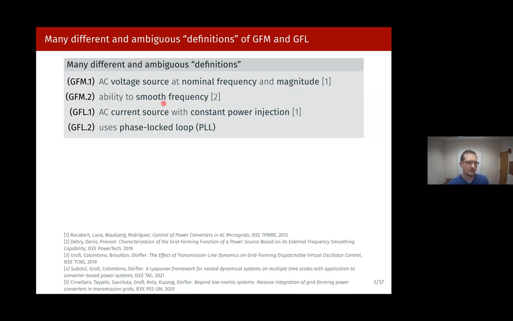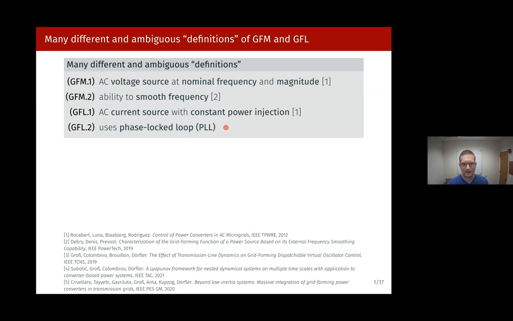Other definitions have emerged that focus on the ability to smooth the frequency. And then for grid following, the definitions are equally vague. So something you will often see in the literature is that we define a grid following converter as an AC current source with a constant power injection. But then even the standard grid following control with a phase lock loop can actually not induce that behavior under all situations. So let's say this is being quite generous actually to the PLL-based grid following control that we have right now.